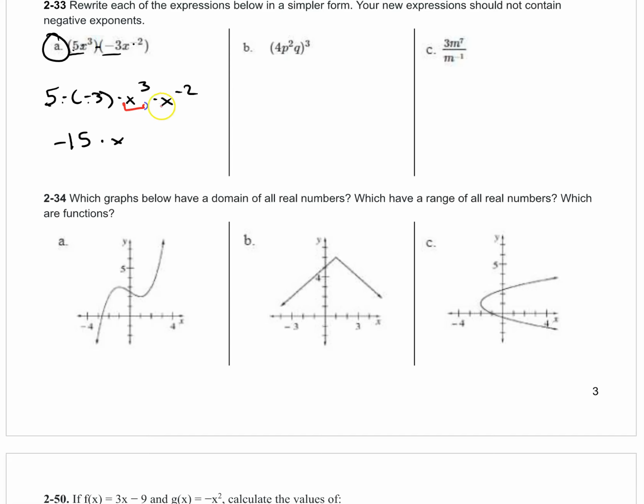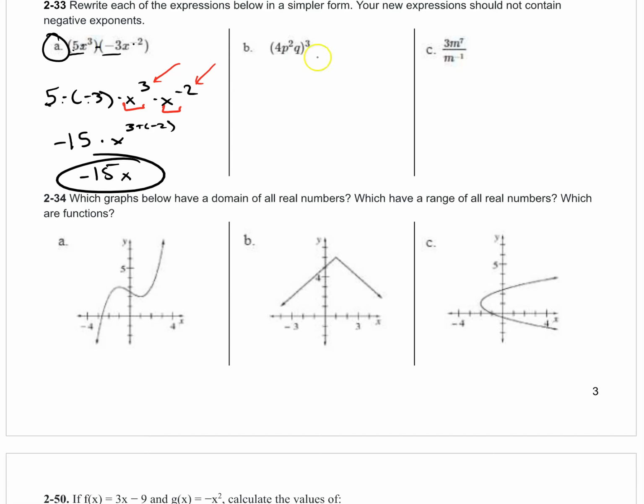When you have two terms with a common base, the exponents have to add. So the new exponent is 3 plus negative 2. All right, so this is just negative 15 x to the power 1. And since it's to the power 1, erase it. It's just negative 15x.